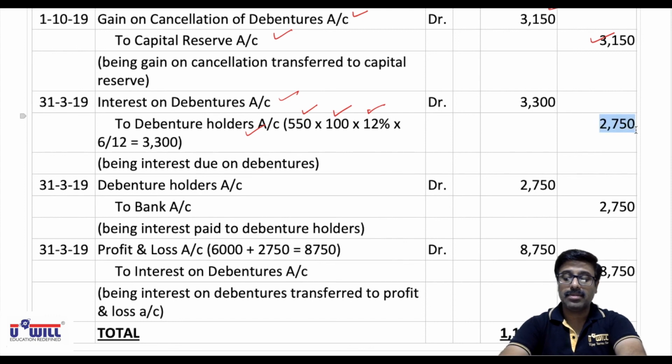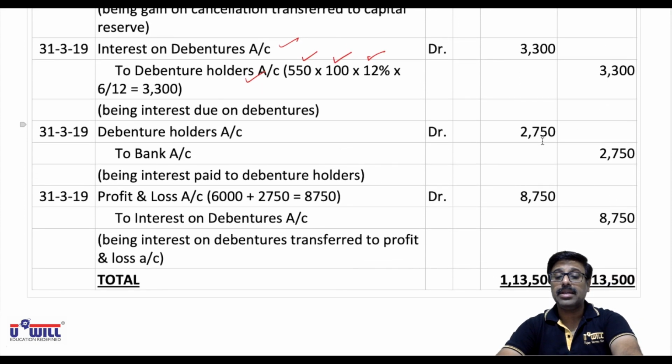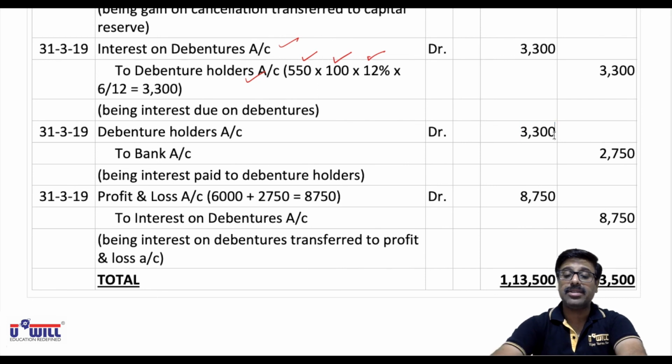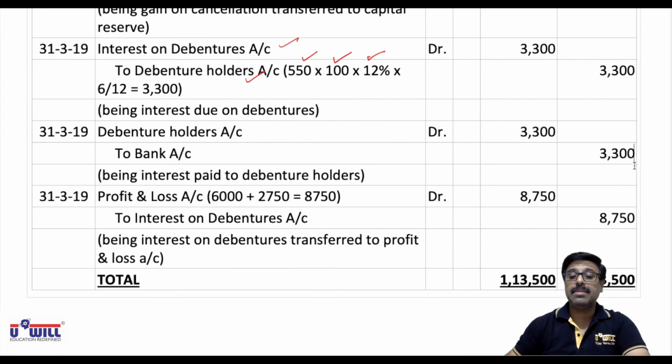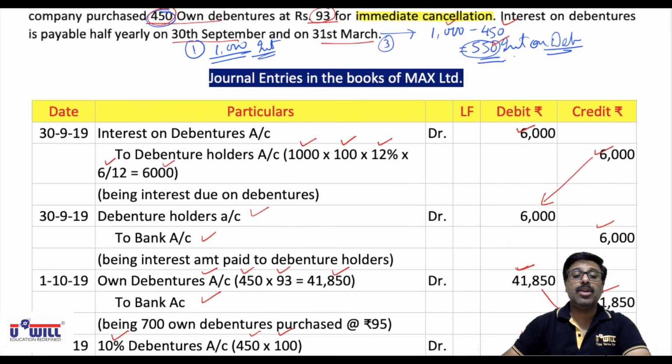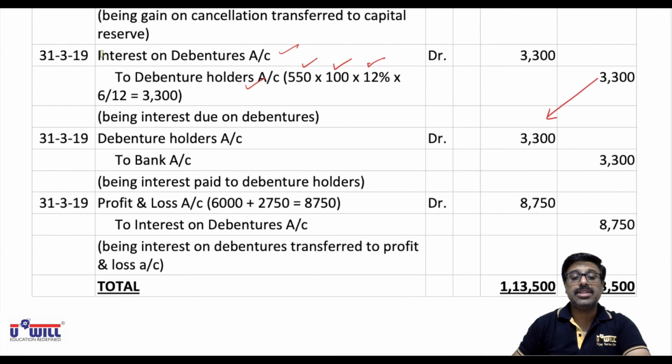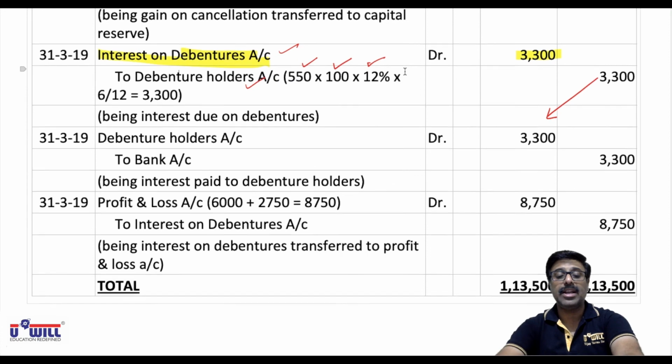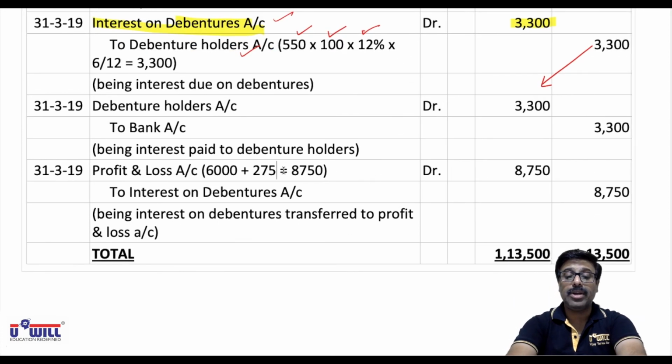Then that interest we are supposed to pay. So debenture holders account debit 3,300 to bank account 3,300. Same interest we are supposed to pay. So debenture holders to bank 3,300. And then at the end of the year, this interest of 6,000 plus this interest of 3,300, that is 9,300, we will transfer to profit and loss. So profit and loss account debit to interest on debentures account 6,000 plus 3,300, that is equal to 9,300.